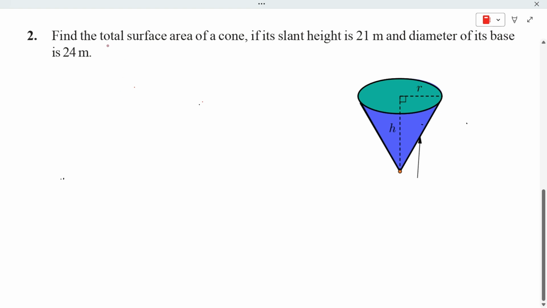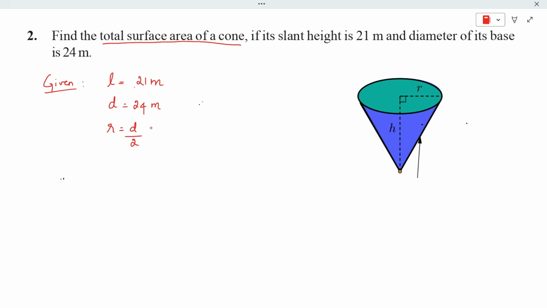Find the total surface area of a cone if its slant height is 21 meter and the diameter of its base is 24 meter. So let us write what is given from the problem. So slant height is represented by the letter L, that is 21 meter, and diameter of the base is 24 meter. So which means I can find radius from the given diameter, that is 12 meter, isn't it? So to find, what am I supposed to find? I have to find the TSA of a cone.